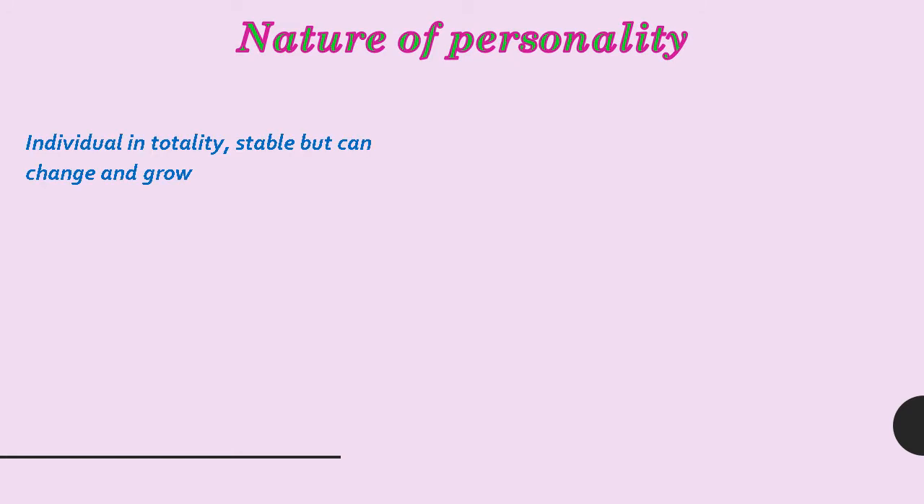Now, what is the nature of personality? Personality is stable, but it can be changed and can be grown. That is the thing. Personality encompasses everything: your physical, your mental, your emotional, your aptitude, your attitude, your interest, motivation, everything. You are made up of this entire thing. You are an individual with all these things. They are mostly stable, but we can definitely change them.